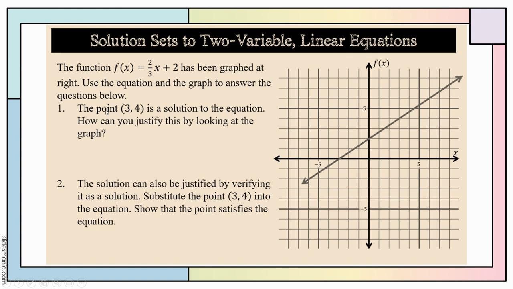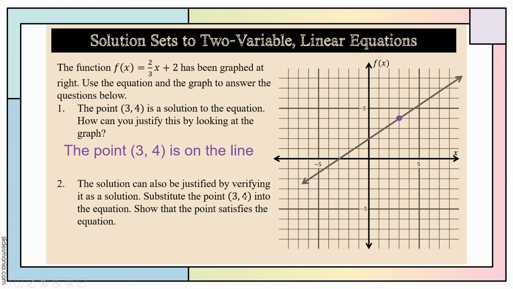So in number one, it says the point 3, 4 is a solution to the equation. How can you justify this by looking at the graph? So I'm going to go over to the point 3, 4. I go right 3 and up 4, and notice that there is a point on the line right there. So the way we know that 3, 4 would make this equation true is because it is on the line.